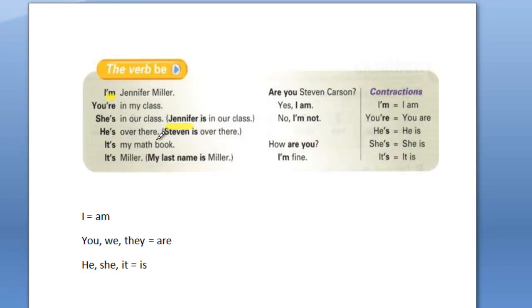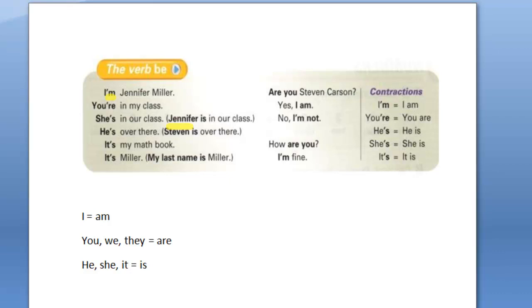He's over there. And the same thing happens in the next example. Stephen is over there. So instead of me saying he's over there, I could also say the name of a person, which in this case is Stephen. It's my math book. It's Miller. Instead of me saying it's Miller, I could say my last name is Miller because it basically replaces my last name.